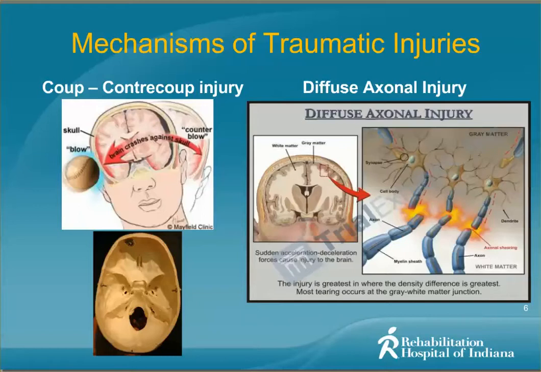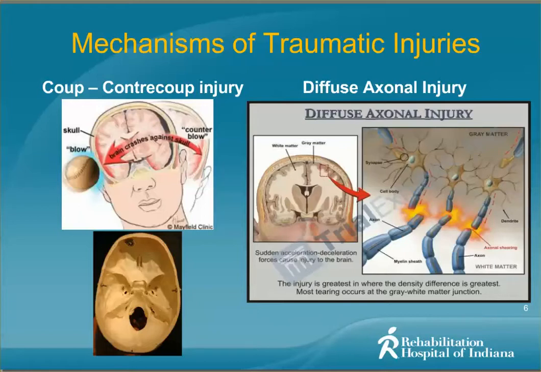When a moving object impacts a stationary head, coup injuries are typical, while a contra-coup injury is more typical when the moving head hits a stationary object. So a fall would be a good example of a contra-coup injury, or the greater likelihood that you're going to have a contra-coup occur.